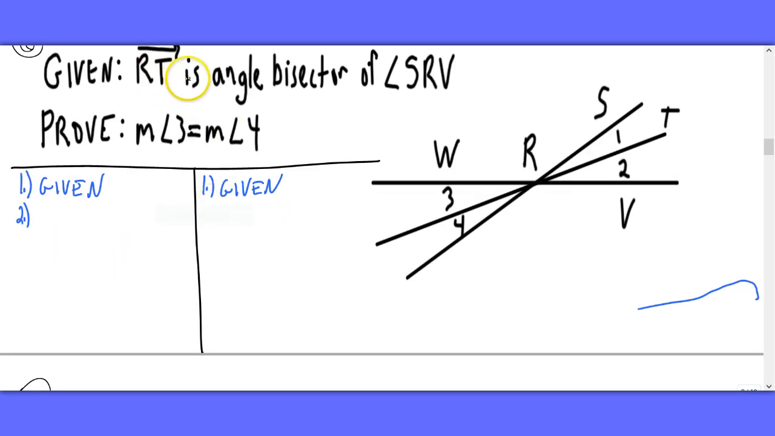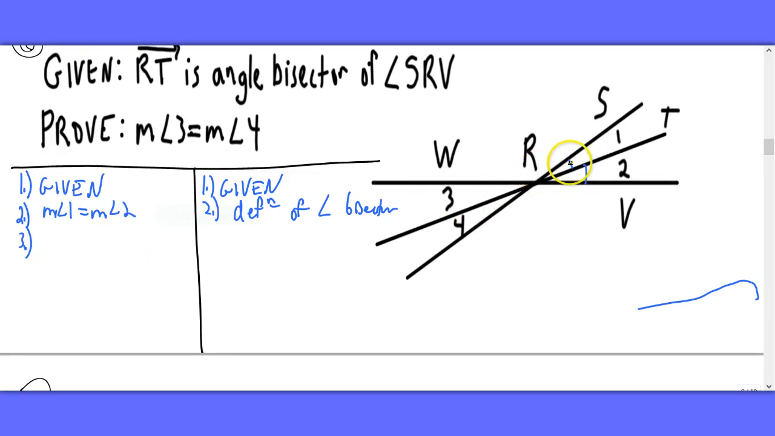This time our given says that RT is the angle bisector of angle SRV, which means that those angles must be equal. So we're going to say that the measure of angle 1 equals the measure of angle 2, and that reason is the definition of angle bisector. That's what an angle bisector does. I'm trying to get angle 3 equal to angle 4, and right now I have 1 equal to 2. I need to get angles 3 and 4 introduced to the problem.